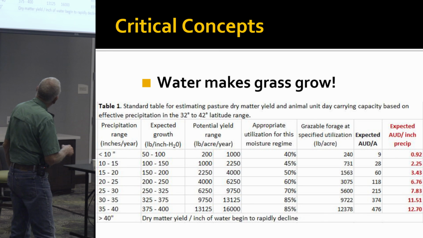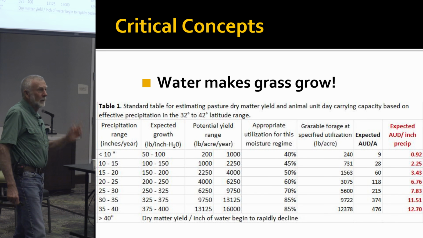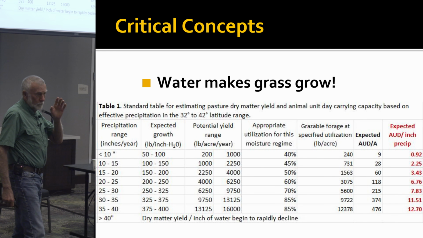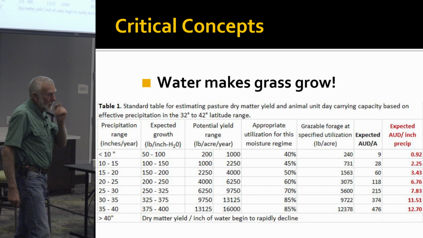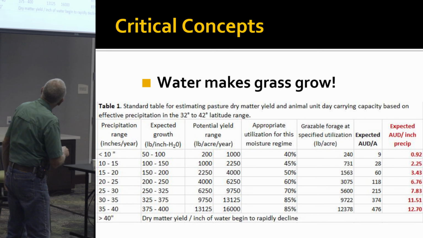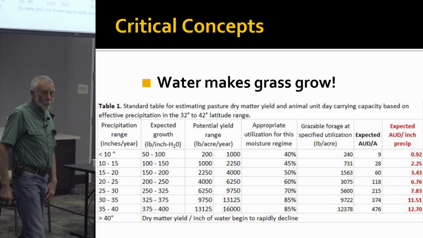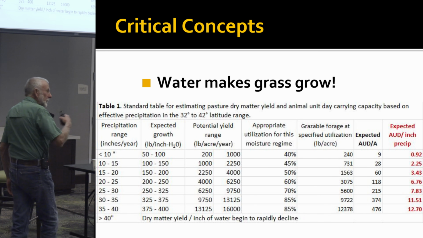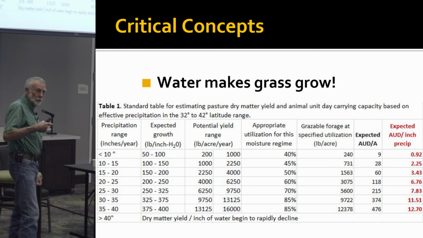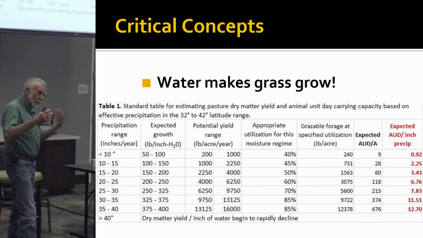Some of these, like the next increment, I think is 42 to 47 degrees, might be 42 to 49. The table only goes up to 30 inches because there's not enough days in the growing season to use any more water than that.